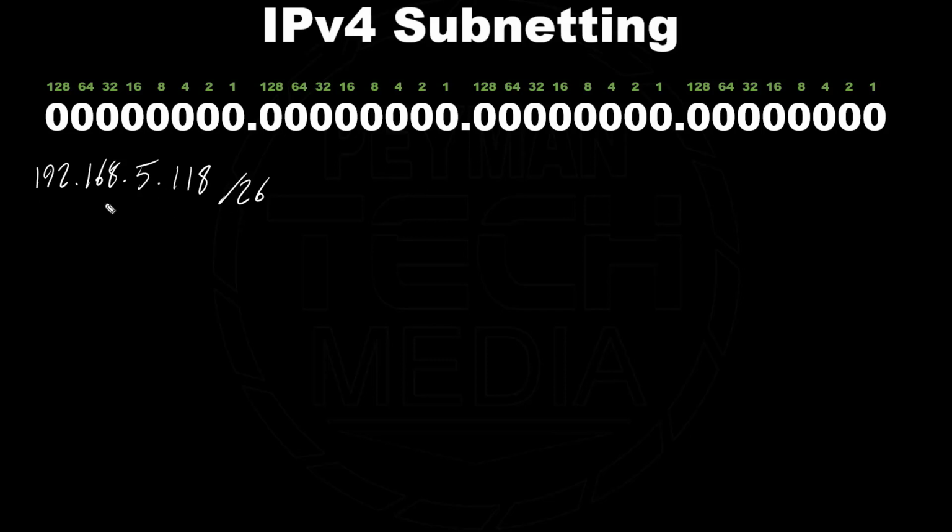So the first step, by just looking at the IP address, this is a Class C IP address. How do we know? Looking at the first octet, 192 falls into the Class C range. The default subnet mask for Class C is 255.255.255.0. But here, 26 is not the default subnet mask, because 255.255.255.0 means we have 24 ones, not 26 ones.